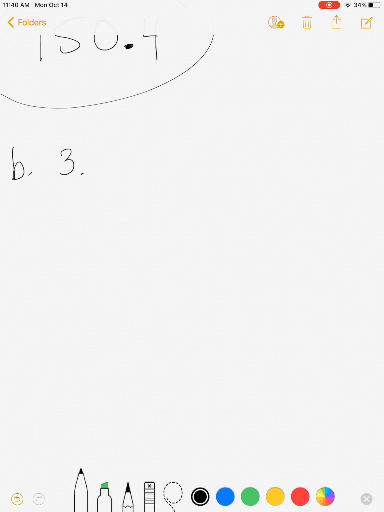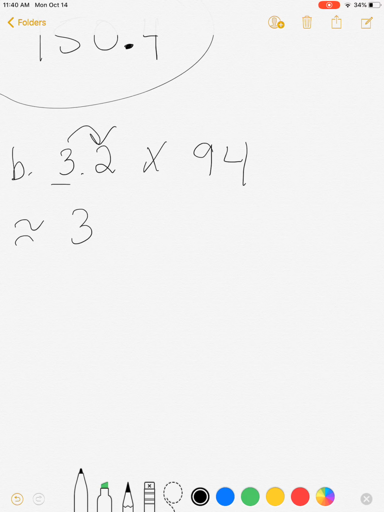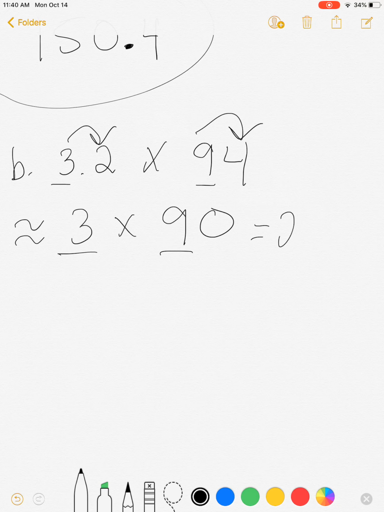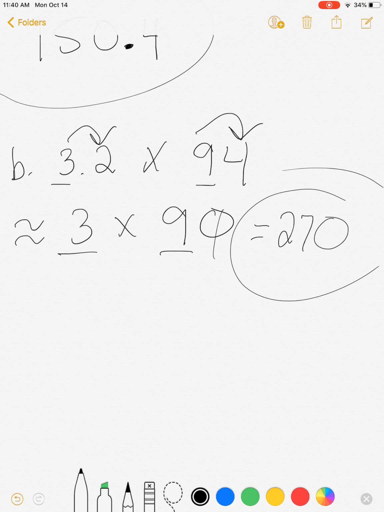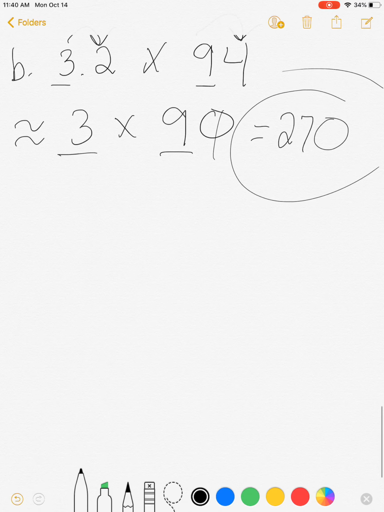So 3 and 2 tenths times 94. Estimate. That's going to stay 3. That's going to stay 9 or 90. Multiply. Bring over that 0. So 270. Our product should be close to 270.